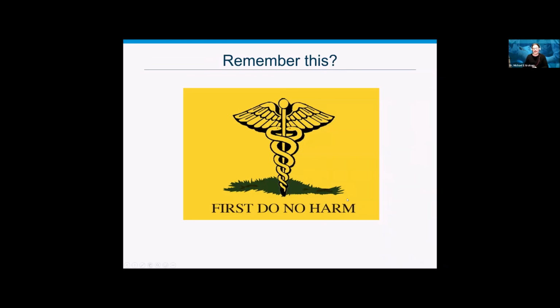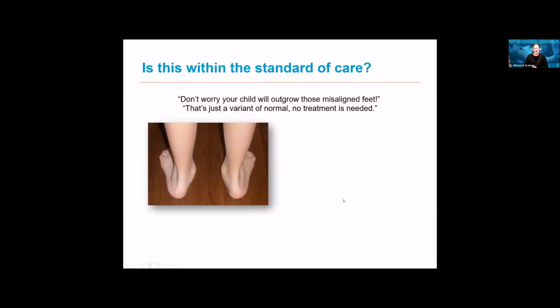So we go back again to our do no harm with the standard of care. It should be below and against the standard of care for any pediatrician to tell their patient not to worry about those misaligned feet, that your child's going to outgrow it. There's not a single case study showing a patient that had a recurrent talotarsal joint dislocation as a child that later in life, all of a sudden those pathologic angles become normal.